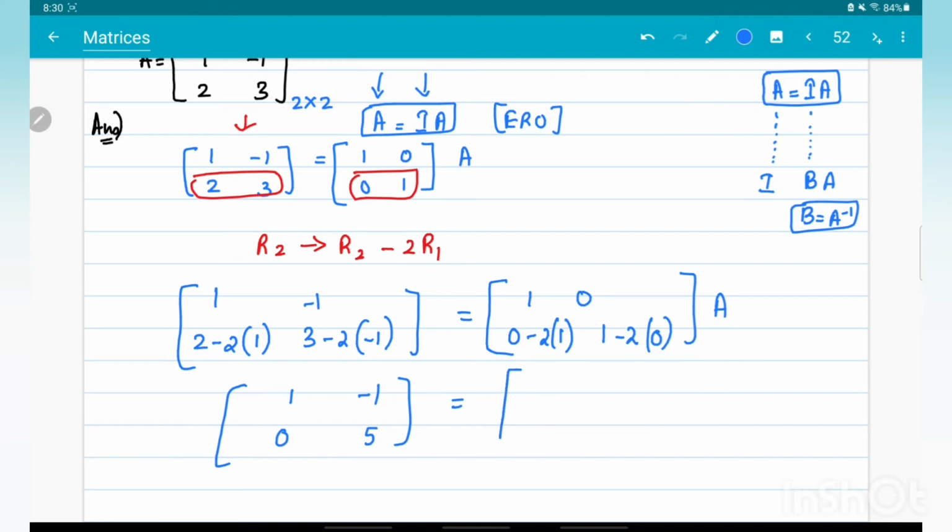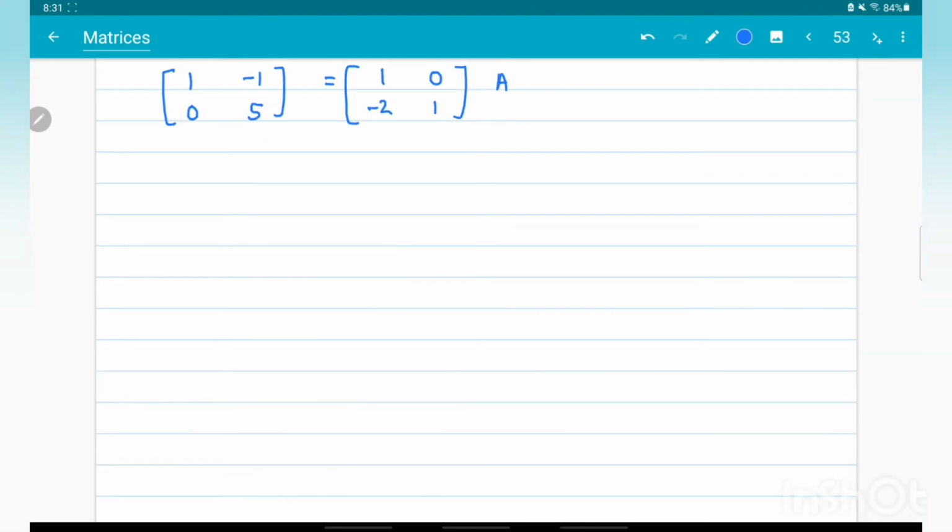Okay, so this is what I've got after applying this row operation. Now after this I have to apply another row operation. So this is what I had got after applying the first row operation. Now I have to again check the LHS, and I have to check what step I should do in order to convert it into identity matrix.